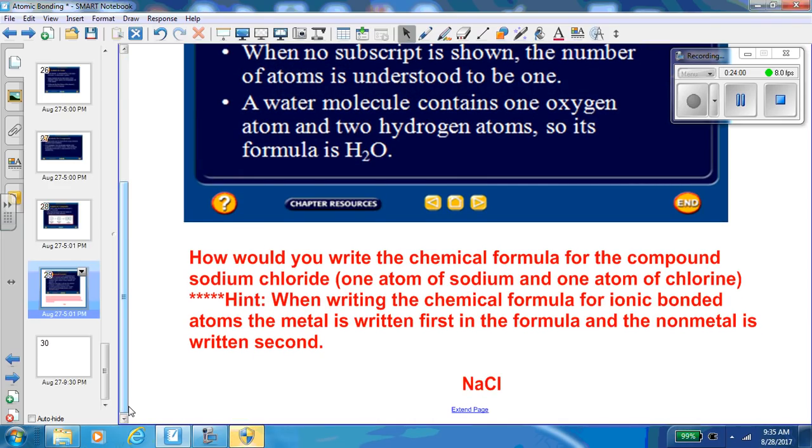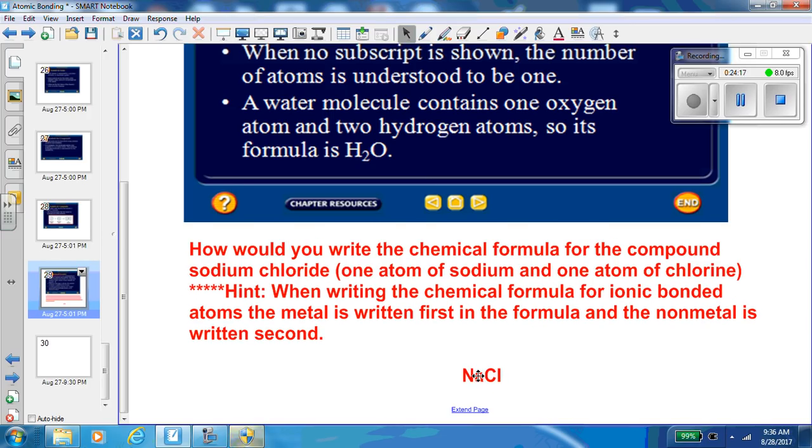How would you write the chemical formula for the compound sodium chloride? 1 atom of sodium and 1 atom of chlorine. Hint: when writing the chemical formula for ionic bonded atoms, the metal is written first in the formula and the nonmetal is written second. So for this one, sodium, which is abbreviated with capital N lowercase a, and then chlorine, capital C lowercase l, is how you would write the formula for sodium chloride, which is the same thing as table salt. And since there's only 1 atom of each in this particular compound, it's just understood to be there. So this is 1 sodium atom and 1 chlorine atom.